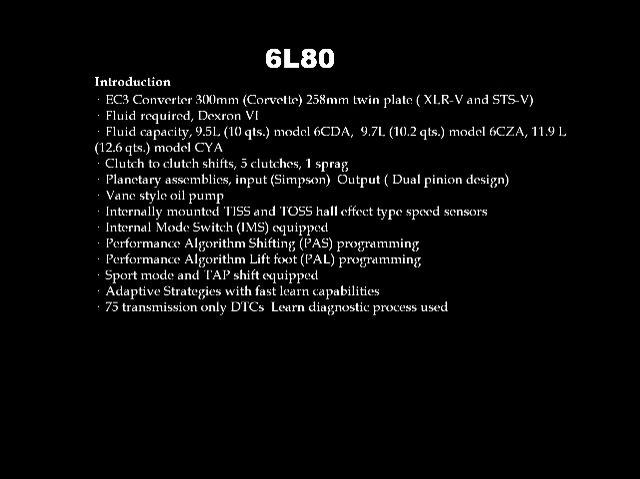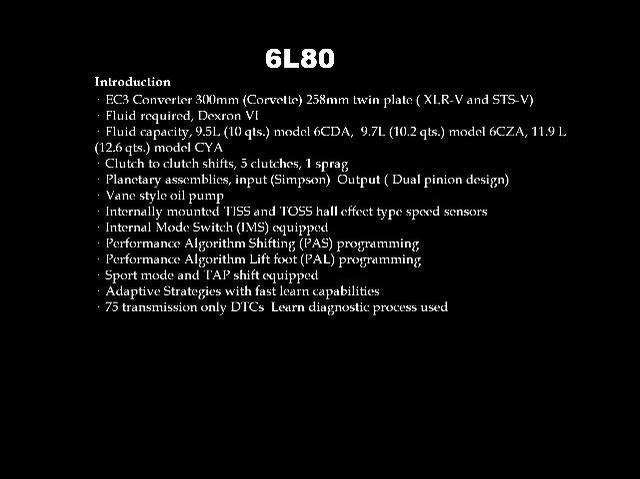They have what they call a performance algorithm shifting program that's designed for performance shift processes, and performance algorithm lift foot programming. So the whole idea here is if you're making a transition from full throttle to off the throttle, the transmission will not upshift on you. So don't be alarmed if you get a 6L80 concern from a customer where he cannot get the transmission to upshift by lifting off the gas. It's designed to do that. It's not broke. Don't try to fix it.